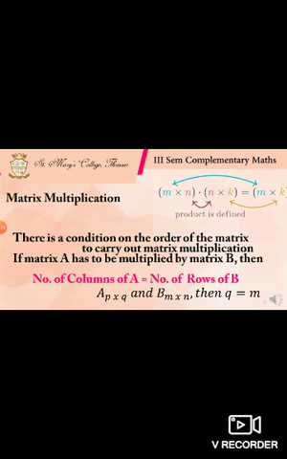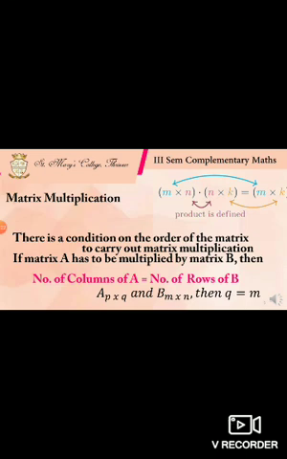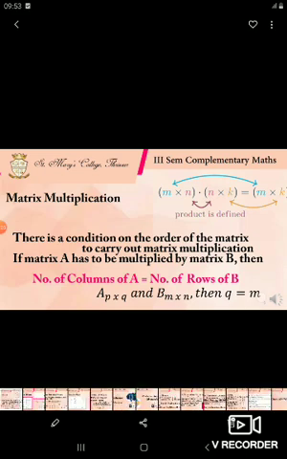So there is a condition on the order of the matrices to carry out matrix multiplication. If a matrix A has to be multiplied by matrix B, then the number of columns of A should be equal to the number of rows of B. So if we have a matrix A of order P by Q and matrix B of order M by N, then Q should be equal to M.